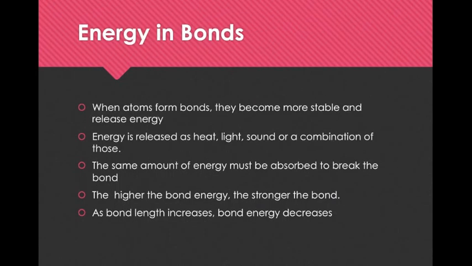When atoms form bonds, they release energy and become more stable. The energy can be released as heat, light, sound, or a combination of the three. In order for a bond to be broken, the same amount of energy needed to form the bond must be absorbed, which means the higher the amount of energy needed to make the bond, the stronger the bond, and the harder it is to break the bond. And as the bond length between the two nonmetals increases, the bond energy decreases, which makes the bond easier to break.